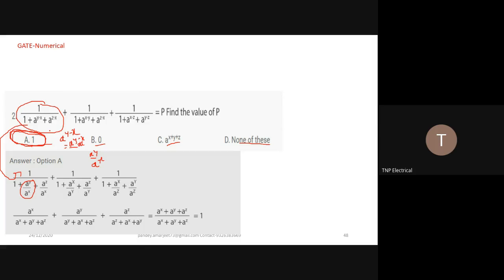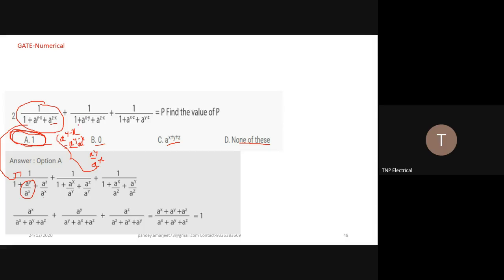A simple one. If you know the basics, then you can simply represent it in your own way. Yes or no? Now a to the power z minus x also can be represented as a to the power z upon a to the power x. Yes or no? Same analogy, my friend. Hope this basic concept is clear to all of you. So a to the power z minus x can be represented as a to the power z upon a to the power x.